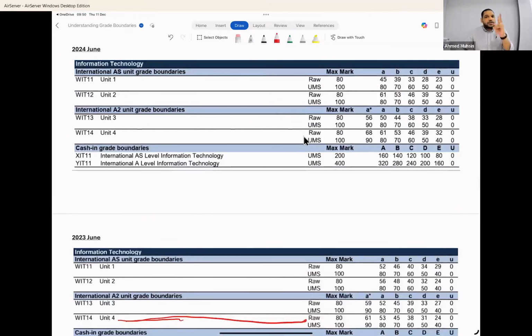So everybody, there are two types of marks. One is what we call the raw mark. Everyone look below. Your raw mark is how much you scored in the paper. Everybody okay with this? Your raw mark will also be converted into a UMS mark. Everybody okay with this? It stands for what? Unified, uniform or unified?